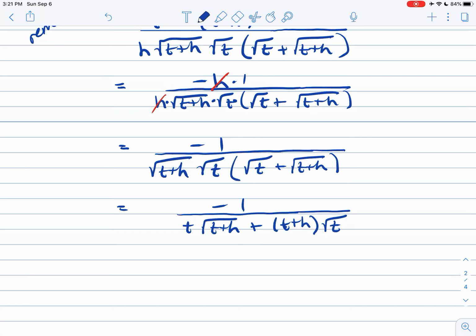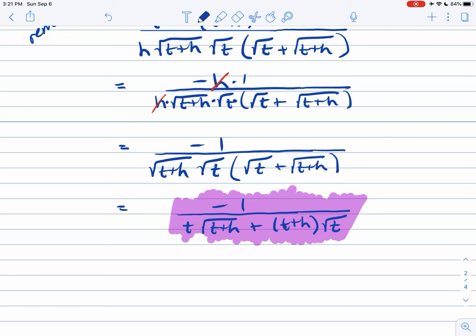And you can leave it like that as the simplification of the difference quotient in calculus. You don't necessarily need to rationalize your denominators, but in terms of simplifying the difference quotient, you will want to eliminate your h in the denominator as a product.